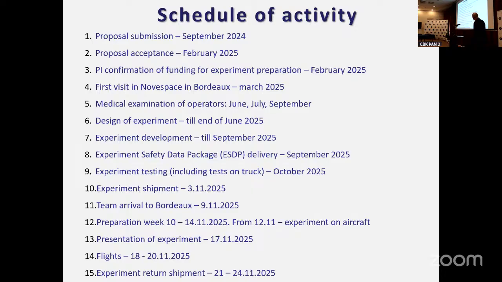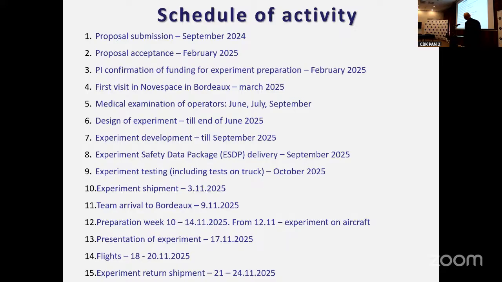It is important for, let's say, the future. If some of you are interested in experimenting in such a flight, it is important to more or less understand the schedule. It is a little bit more than a 1 year activity. The proposal submission was in September 2024, acceptance in February. Then I need to confirm that I have secured funding, not for the flight, but for the experiment development. Then a visit in Bordeaux.